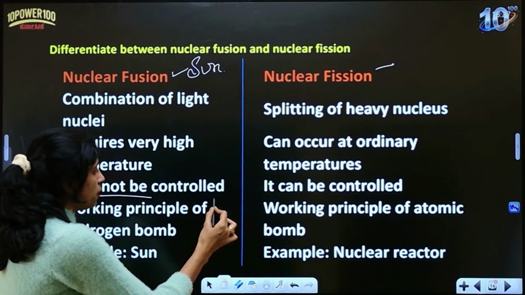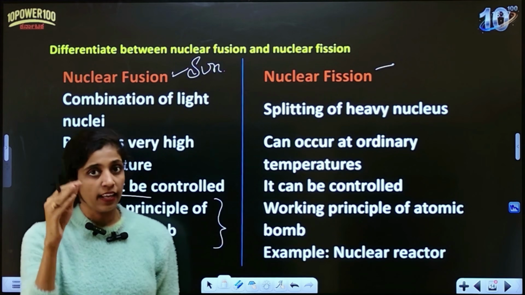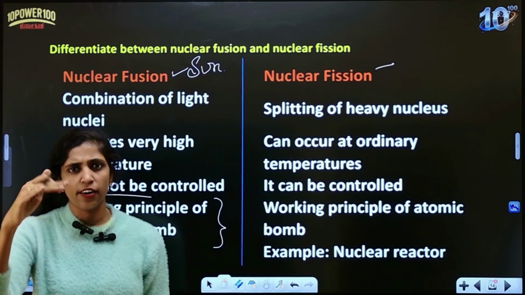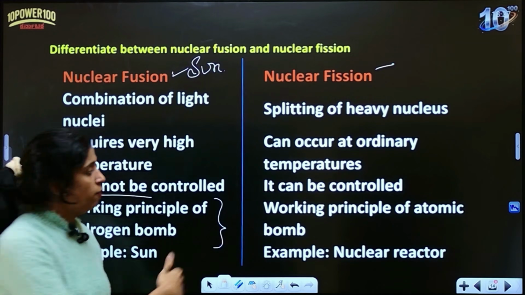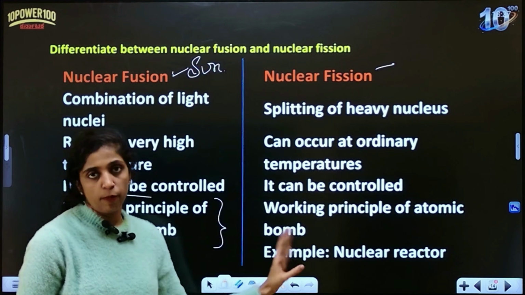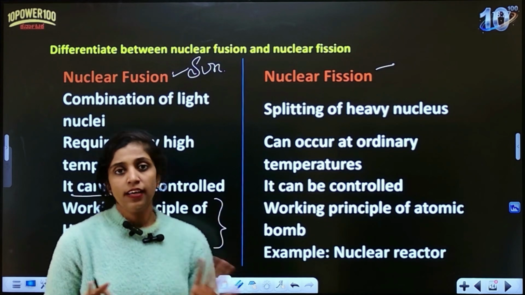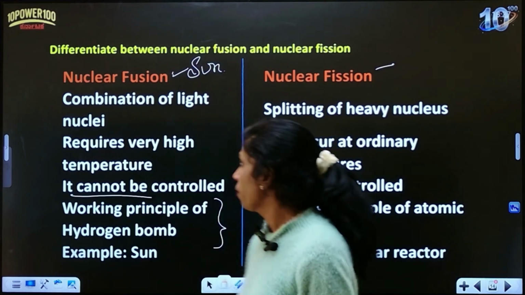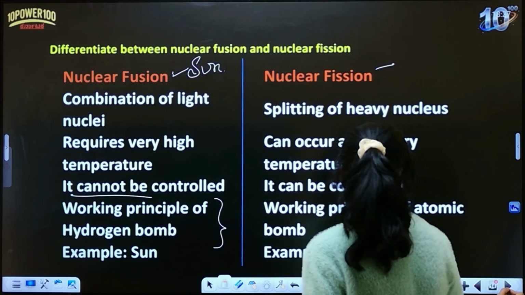And then the working principle of what? Hydrogen bomb. So remember, as I said again, the sun, remember the elements of the sun, hydrogen, all that. So it works on the principle of the hydrogen bomb. Whereas here, the working principle is of the atomic bomb. The example for this is the sun, whereas the example for this is the nuclear reactor. That's it. So these are the differences. These are some of the differentiate questions.